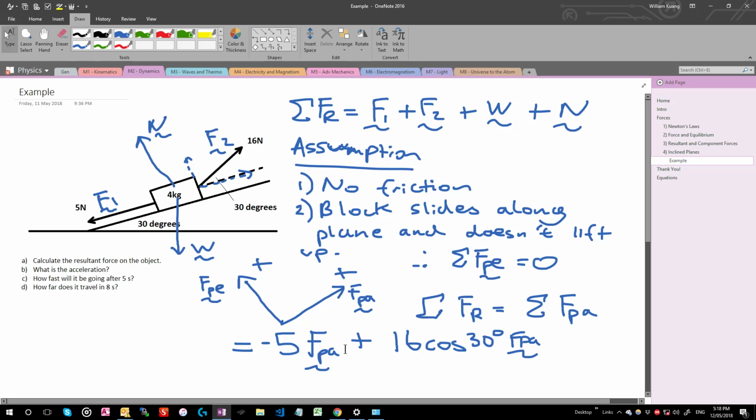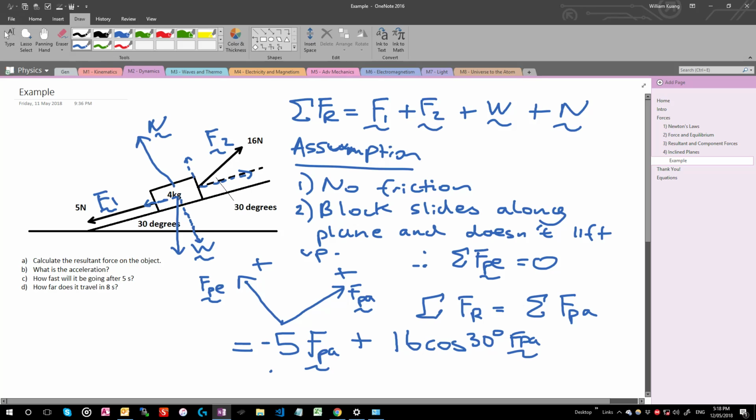Now we move on to the last force that we have, which is the weight force. If you look at the weight force, it's broken up into these components.